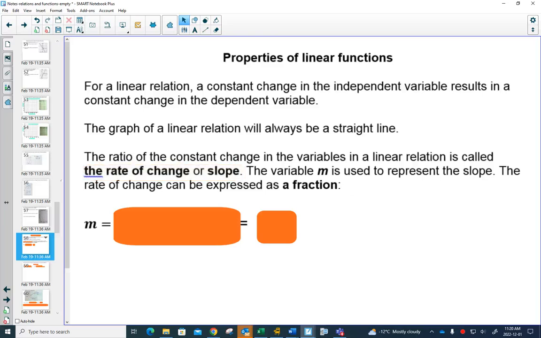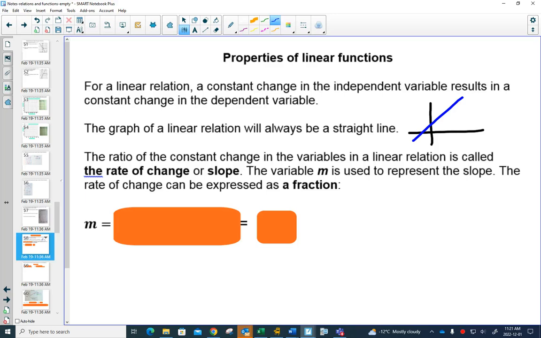Properties of linear functions. In order for something on a graph to make a straight line, we noticed something about how things change.